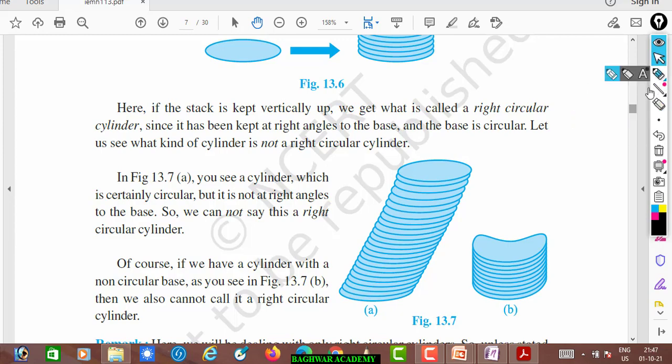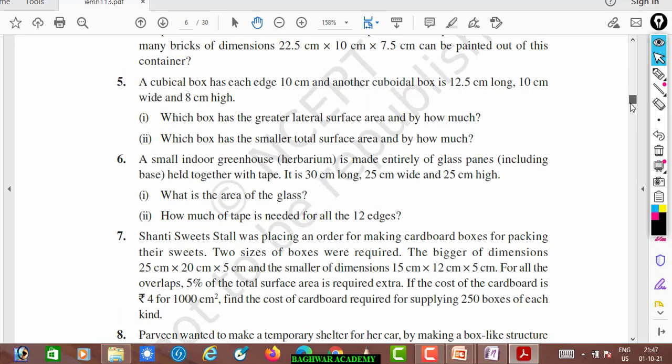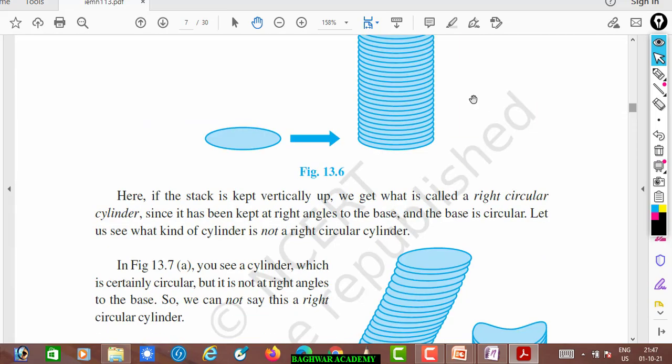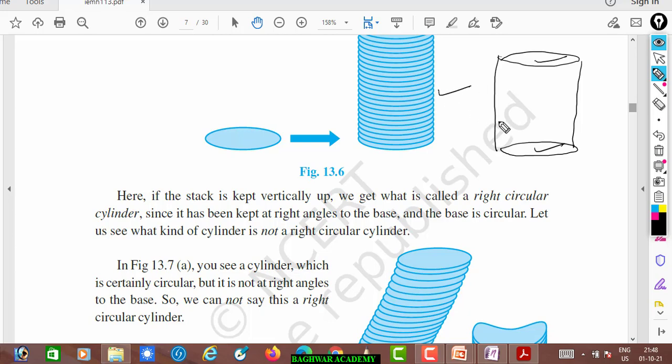So which type of cylinder will be called a right circular cylinder? I hope you understood. If you are getting a figure in this way, it means this is a right circular cylinder. So if you are drawing the figure in your own way, it will be in this form. This is a circular shape, and this will be at a right angle with it, and the shape of this portion and the shape of this portion should be equal. So this is a right circular cylinder.